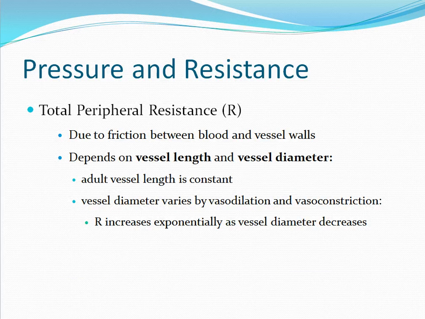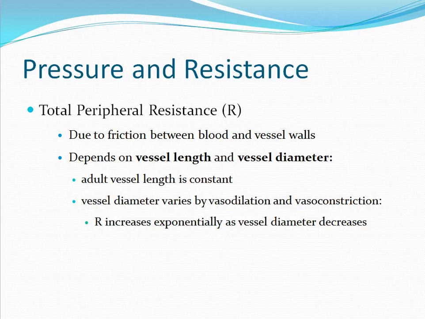Resistance is what pressure needs to overcome in order to drive the blood through the vessels. Resistance, also referred to as total peripheral resistance, is the result of friction between the blood and the vessel walls and anything that will influence this friction.